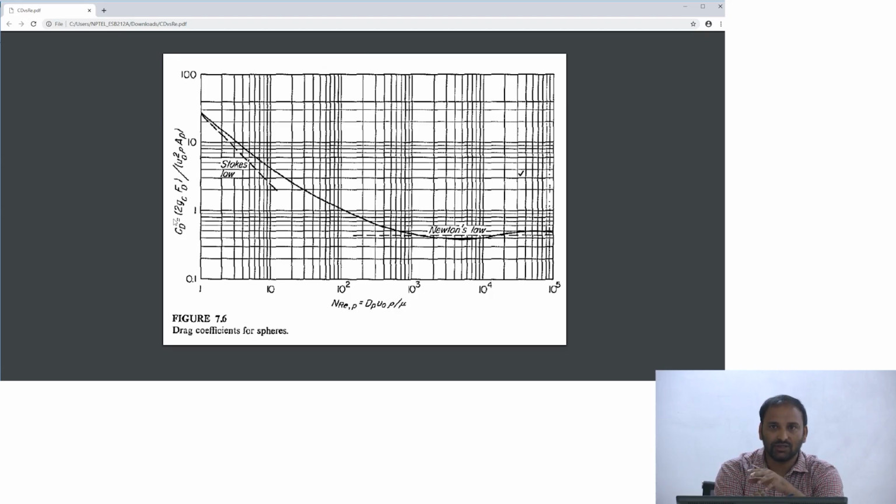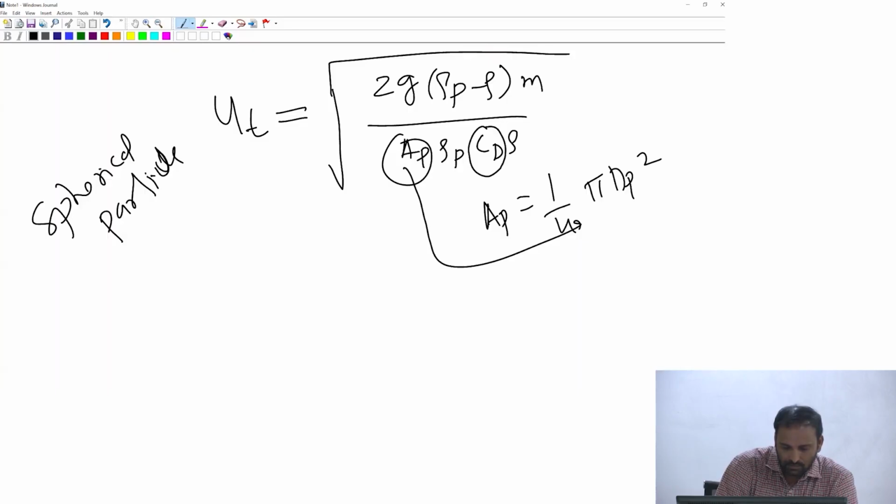However, if you look at the case where the Reynolds numbers are larger, for example 10 power 3, in that region there's a dotted line. That dotted line corresponds to a case where your CD is more or less constant, and a typical value of CD in that case is basically. So therefore you basically have two limiting cases.